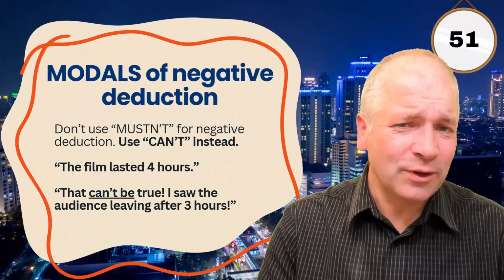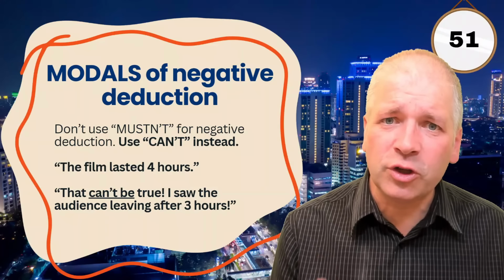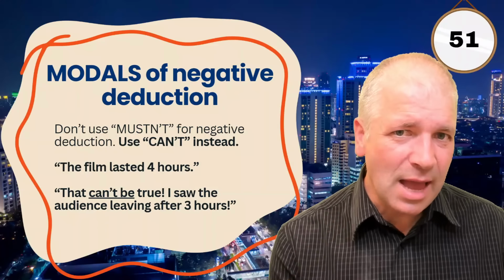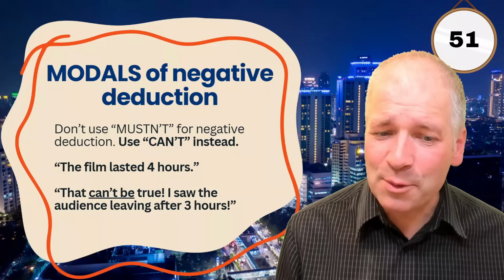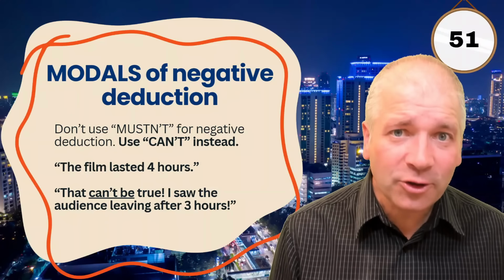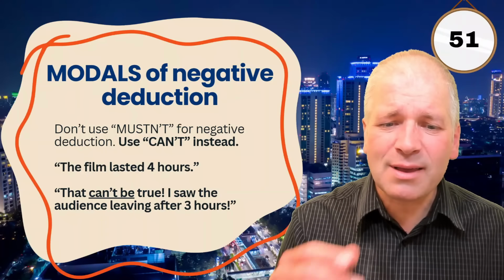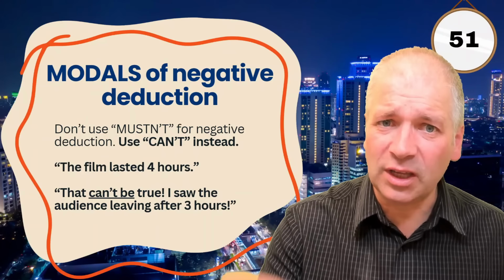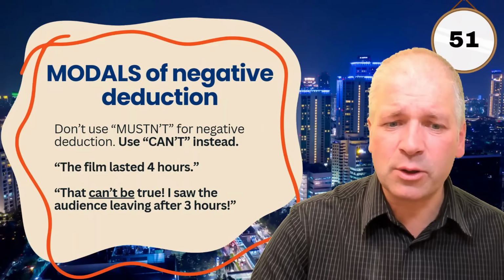Modals of negative deduction are sometimes surprising because we may think that you should use mustn't. Instead, we use can't. For example, the film lasted 4 hours, but you say, that can't be true. I saw the audience leaving after 3 hours. So this is negative deduction of certainty.